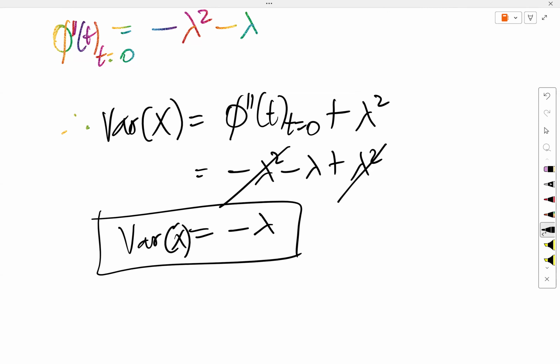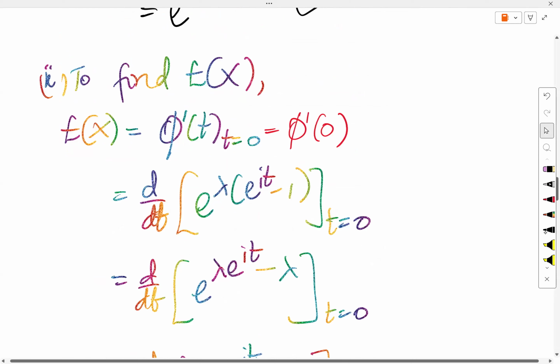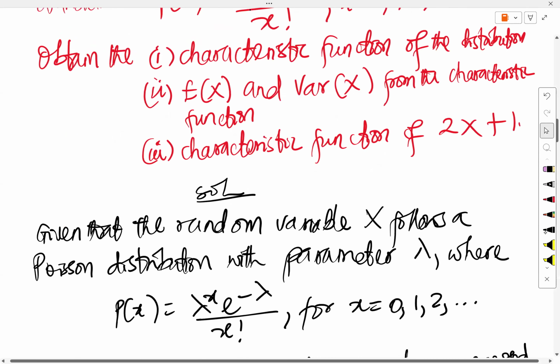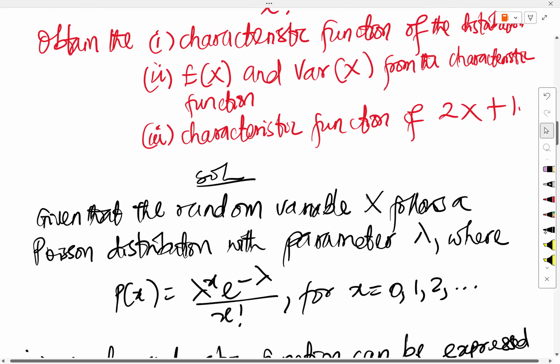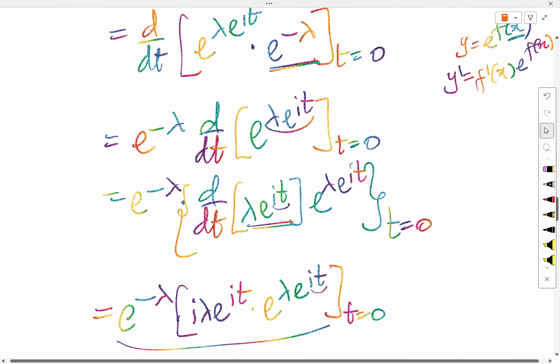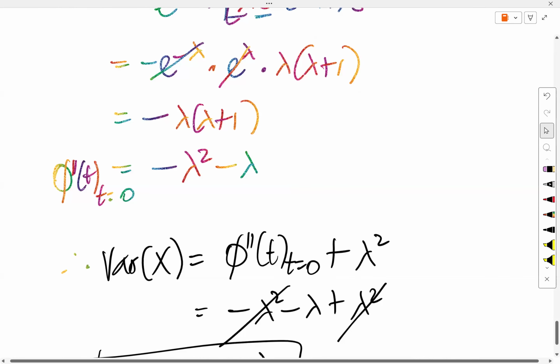That's a very long one, but that's how it's been. So we still have one part to go. So that one part is the third part of that question. So we want to find the characteristic function of 2x plus 1. So that's what we have to go.